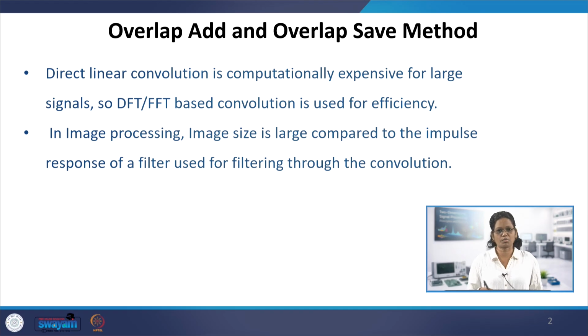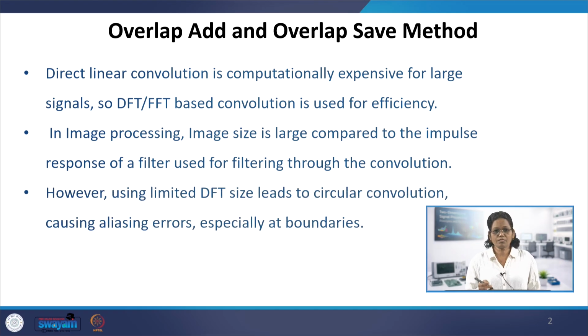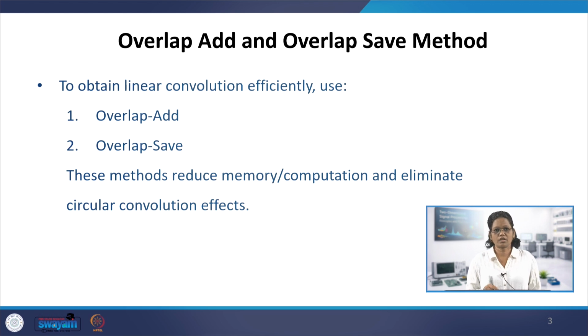So how do we perform this convolution for larger length sequences? That's where the overlap add and overlap save methods come into the picture. Here the DFT size leads to circular convolution, so we can use the DFT for this convolution. Then what are the aliasing errors, and how do we avoid them at the boundaries? That needs to be taken care of in the overlap add and overlap save methods. So let's look into the two efficient ways of doing this convolution: overlap add and overlap save.